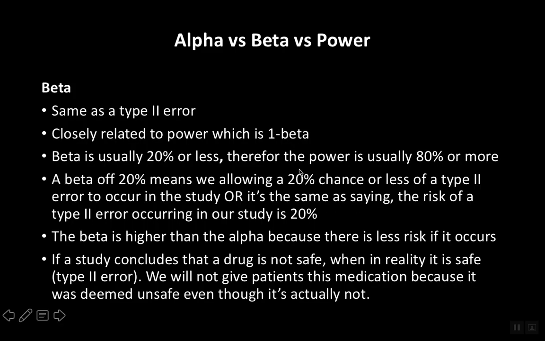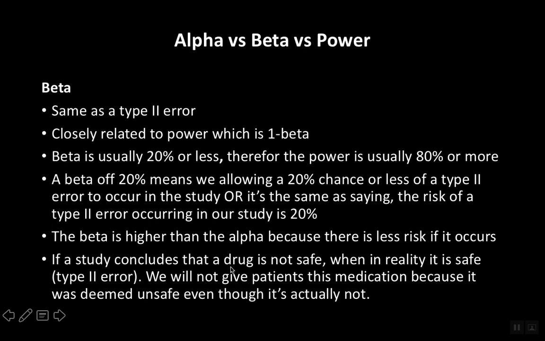Wait, power. Let me talk about power. Power and beta are closely related, right? Power is simply one minus beta. So like I said, beta is usually 20% or less. So your beta could be 20, and in this case, it'd be 1 minus 20. Your power would be 80, right? The one means 100, of course. Or you could put this in decimal, then just subtract, and you're going to get 80. Okay, so that would be your power.